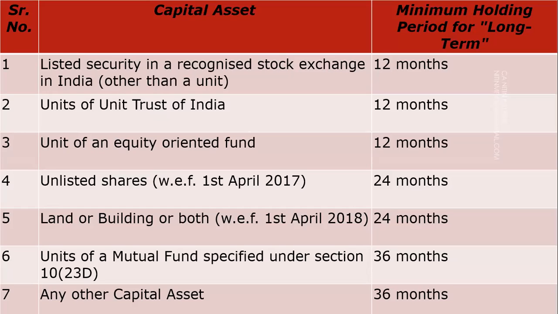What is the period for the purpose of computation of long-term gain? A minimum period of 12 months for Reliance shares. Unit Trust of India, more than 12 months. UTI Unit 64 is the standard scheme for any equity oriented scheme. If I hold it for more than 12 months, it would be considered long term. For unlisted shares, the period is not 12 months but 24 months. For land or building, from 1st April 2018, it is 24 months. For a unit of a mutual fund specified under section 10(23D), 36 months. Any other capital asset, 36 months.